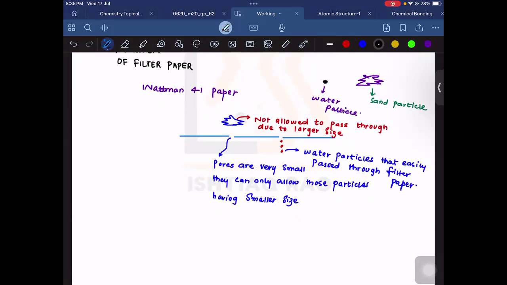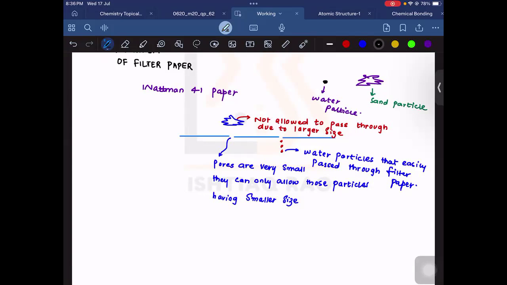It depends on the pore size of the filter paper. If you take a low quality filter paper, there would be a larger pore size, so it will not block some of the sand particles, and a few will pass through. But if you take a special, accurate filter paper having a very small pore size, it will not allow even the smallest particle to pass through.